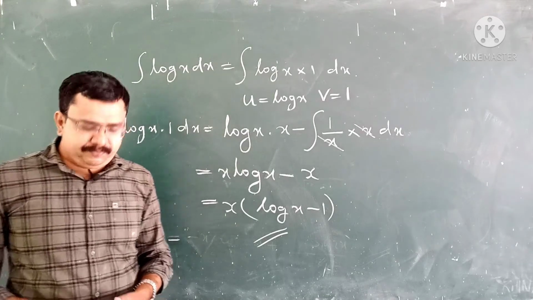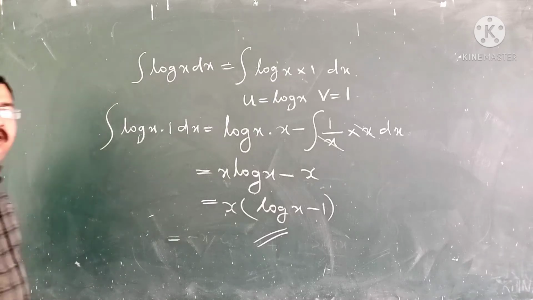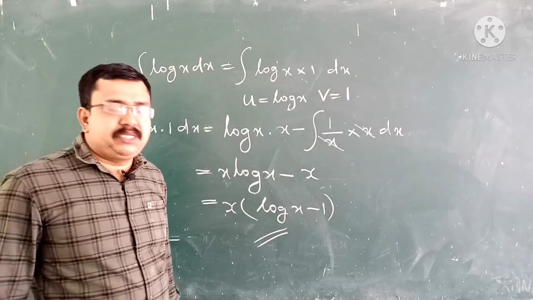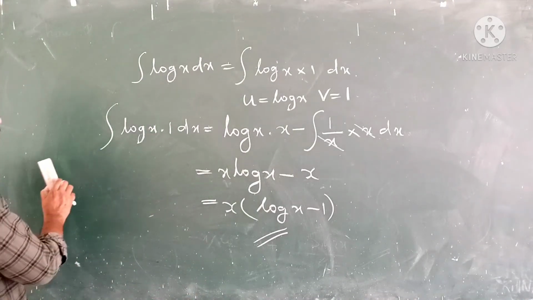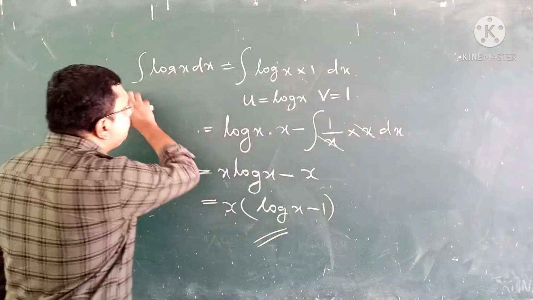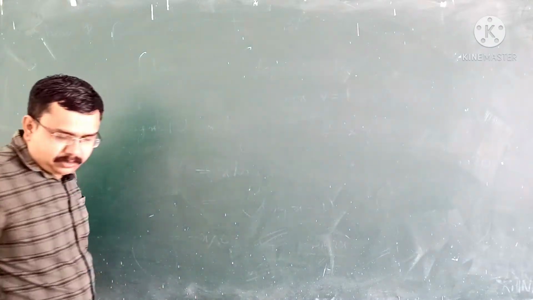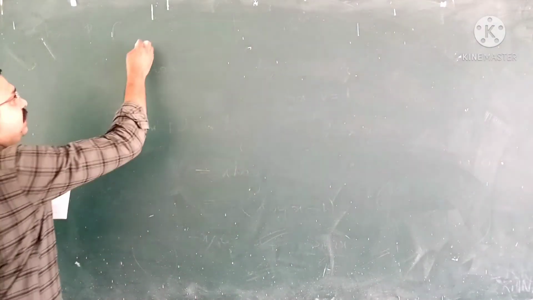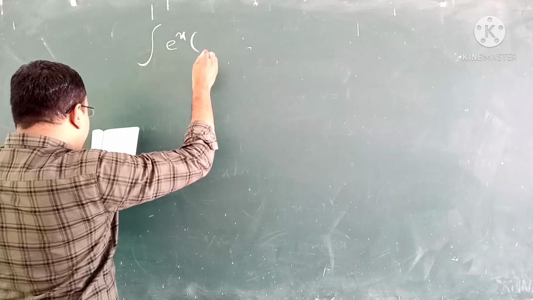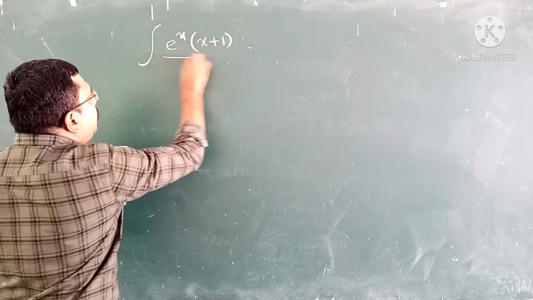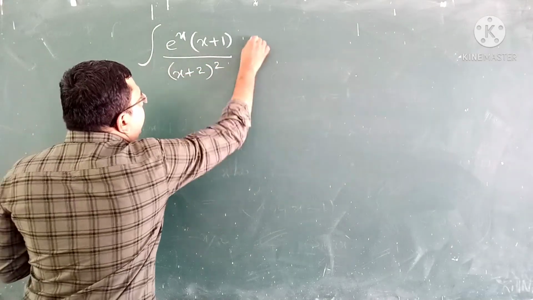Okay, please write down. Now we can move to our next question. Please write down. Our next question is: evaluate integral e raised to x into (x plus 1) divided by (x plus 2) square dx.